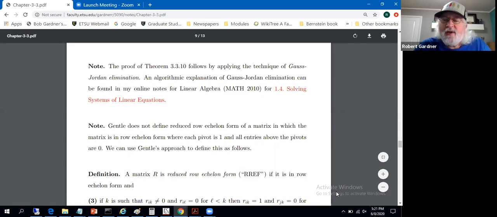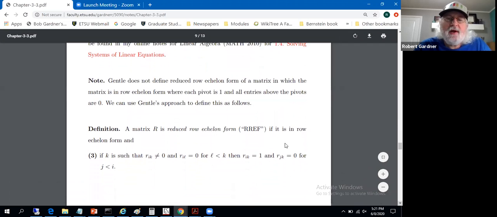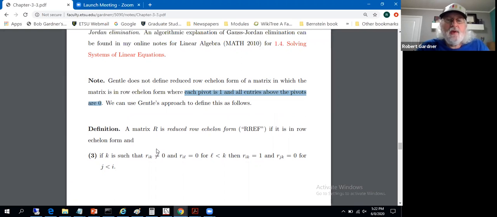I want to define reduced row echelon form. Apparently Gentle doesn't define that, which seems unusual to me. But what we'll simply do is require that each of the pivots be 1 and all the entries above the pivots will be 0. So we'll take row echelon form and add this condition. So matrix R is in reduced row echelon form if it's in row echelon form, and if K is such that R sub I sub K is non-zero and R sub IL equals 0 for L less than K, stop. Okay, so R sub IK is a pivot, the first non-zero entry in row I, is what all those symbols mean.